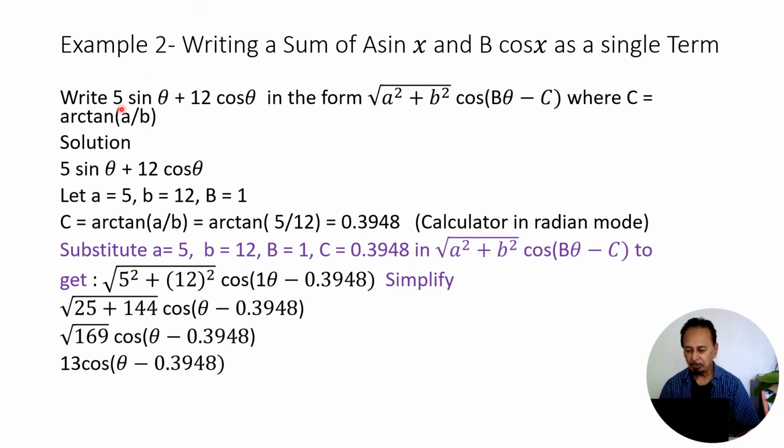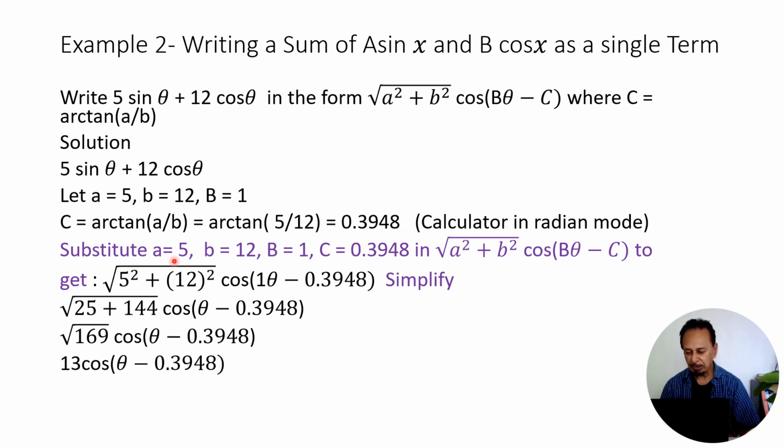So here is example 2. We're going to write 5 sine theta plus 12 cosine theta in the form square root of a square plus b square cosine b theta minus c, where c is equal to arctangent a over b. So let's start with 5 sine theta plus 12 cosine theta. Let a equal 5, b equal 12, and uppercase B is 1. Now c is equal to arctangent a over b, which is arctangent 5 over 12, which is 0.3948 using a calculator in radian mode.